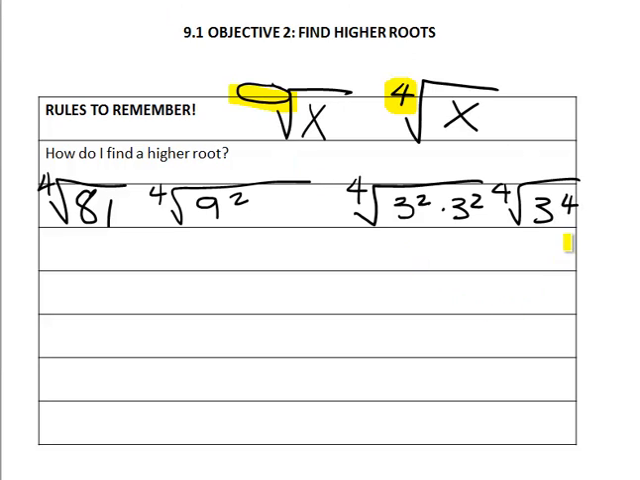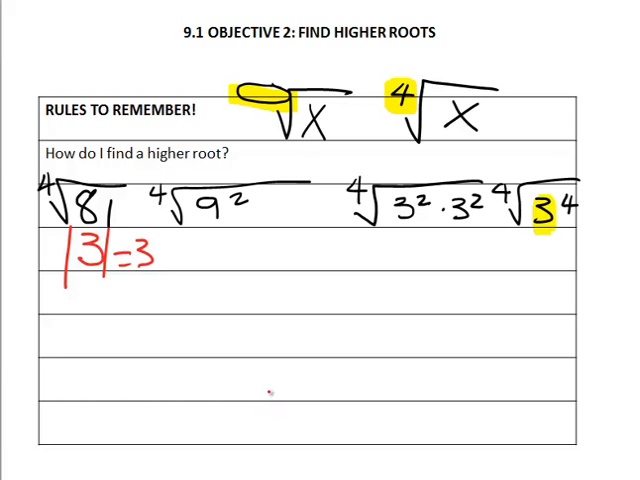I think I've got it. There it is right there. I got a match, 4 and 4. So the fourth root of 81 would be 3. And again, it's an even index, so I'm looking for the principal root. It's the absolute value of 3, which equals 3.